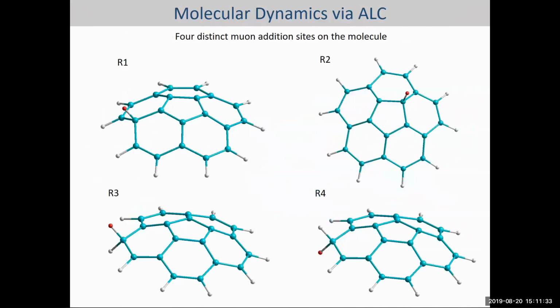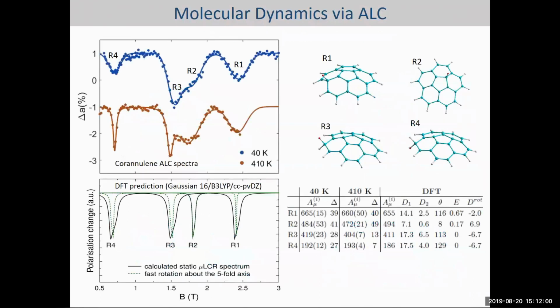If you look at the muon addition sites on this molecule, you can have one in the central 5-membered ring, or you can then move out to one nearer the edge, R1. And then when you go to the very edge, you've got two possibilities. You can either be in a sort of radial position or a sort of tangential position with respect to the curvature of the molecule. And then one can calculate what the DFT expects for these particular sites. So here you've got two similarly broad resonances for R3 and R4. R2 is expected to be narrow, and R1 somewhere in between.